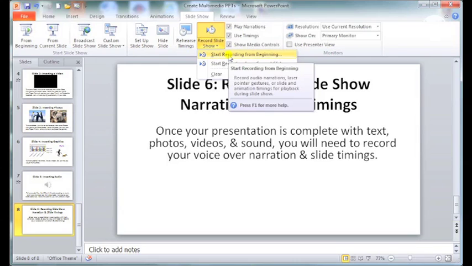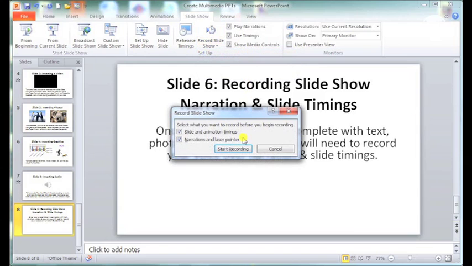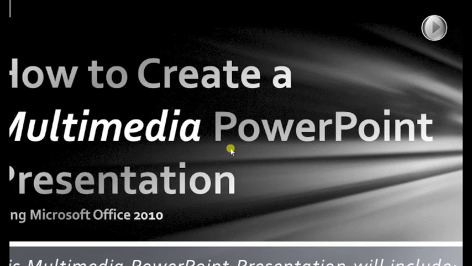We want to start recording from the beginning. So we're going to hit that, and it's going to say select what you want to record before you begin. Do you want your slide and animation timings? Well, yes, we want this to record timings. Narrations, yes, so keep all those checked. And we are going to hit the start record button. This thing goes real big off the screen. And we have up in the corner a little recording thing.